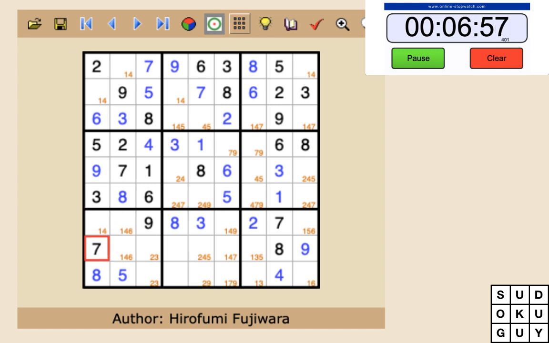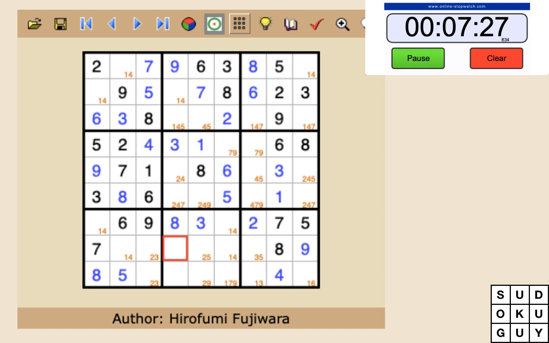This has to be a 7 now. Only place a 7 can go in that box. This can no longer be a 7. Okay. So this is the only place that 5 can go in this row, and this is the only place that 6 can go in this row. So that's good. Now we have a double with this 1 and 4.